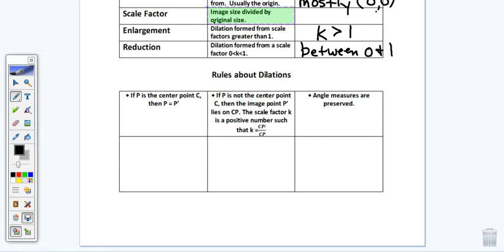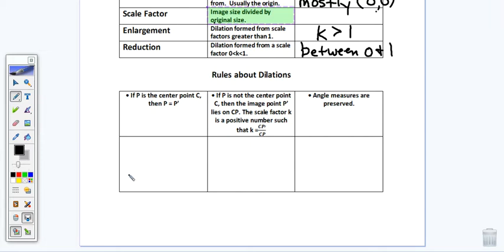So increase, decrease, k values more than one, increase. So here we go. Rules about dilations. First one says this: if P is the what, kids? Center point. If P is the center point, so if P happens to fall right on the center, then it says P is equal to P prime. I'll show you what this means here.